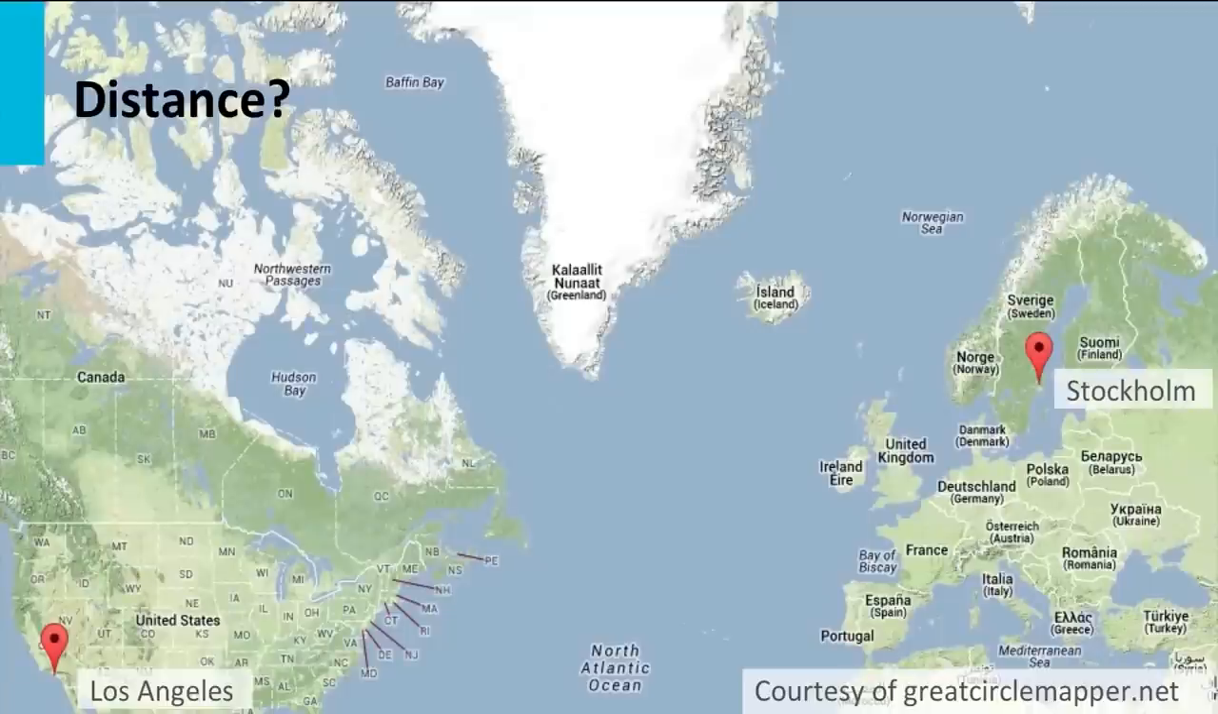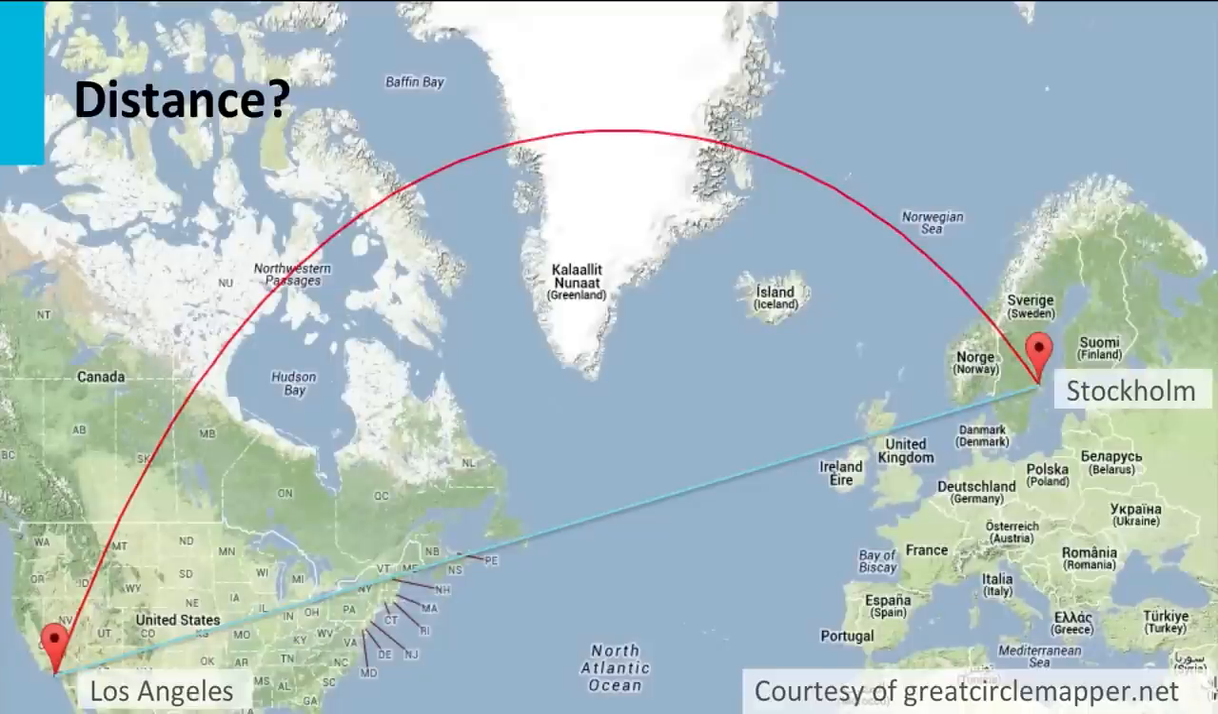If you fly from Stockholm to Los Angeles, you might think, looking at the map, that this is the shortest route, the blue line, the straight line. But in fact, you will see that aircraft flying from Stockholm to Los Angeles do actually fly this route. Why is this? Well, the main reason is that it is much shorter.